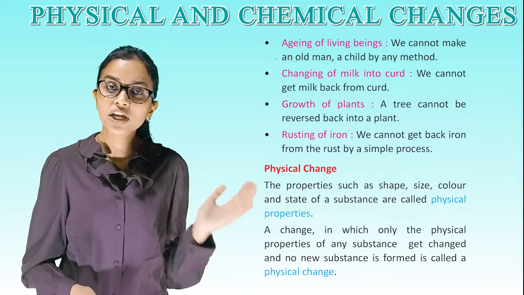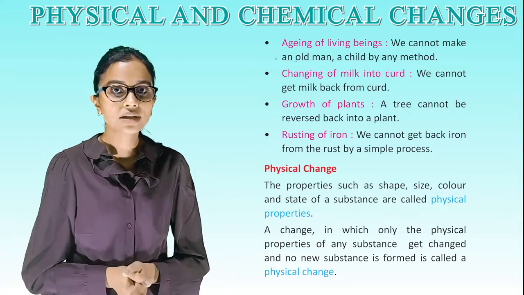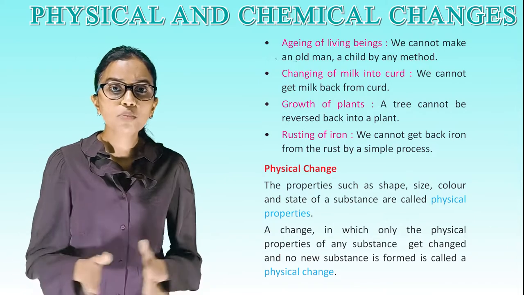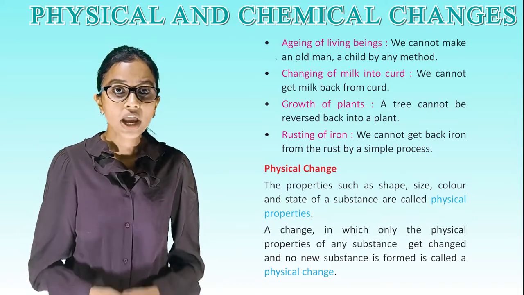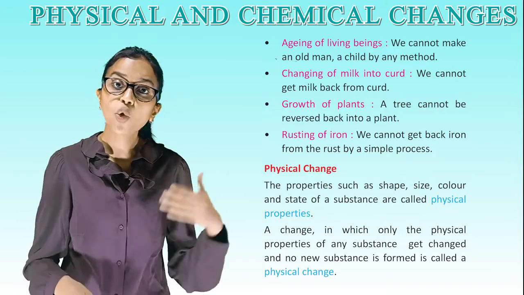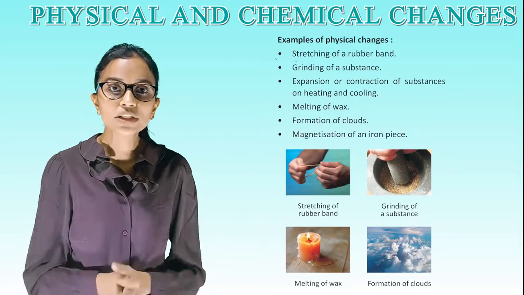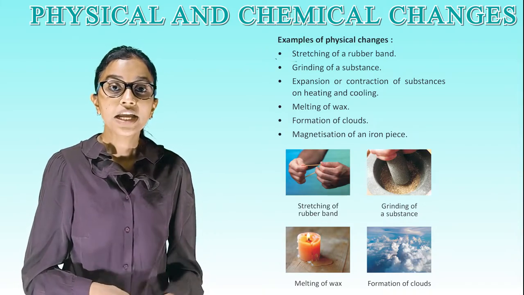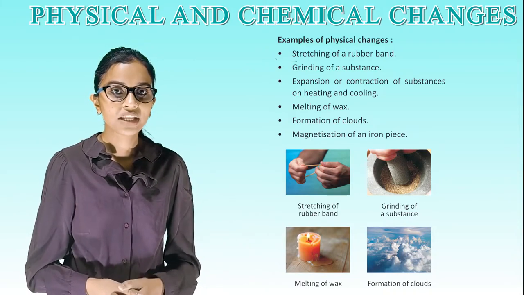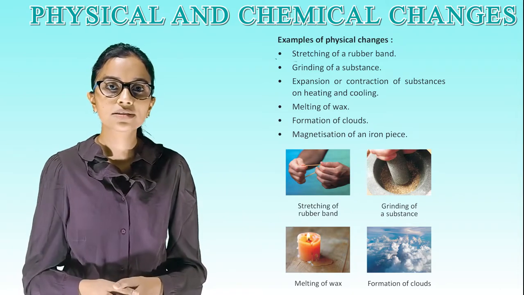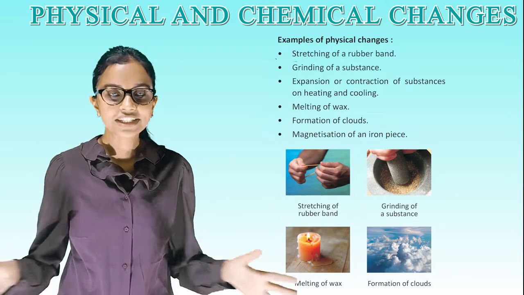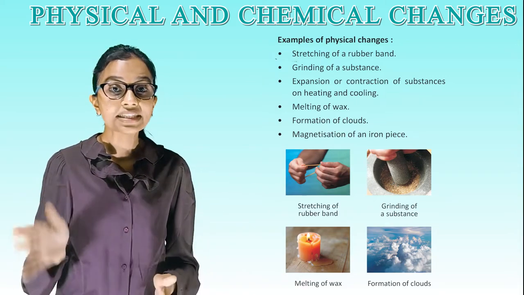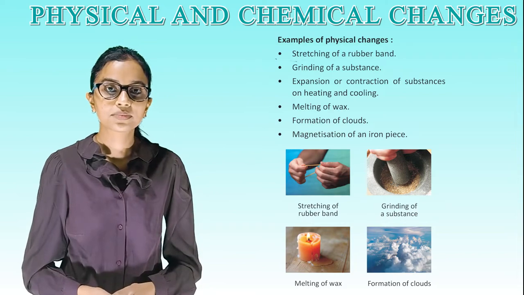The properties such as shape, size, color and state of a substance are called physical properties. A change in which only the physical properties of any substance change and no new substance is formed is called a physical change. Examples of physical changes: stretching of a rubber band, grinding of a substance, expansion or contraction of substances on heating and cooling, melting of wax, formation of clouds, magnetization of an iron piece.